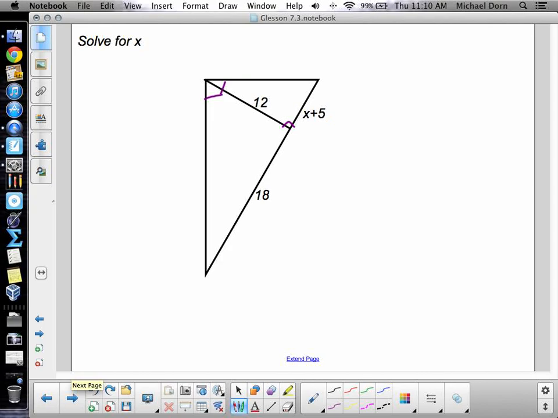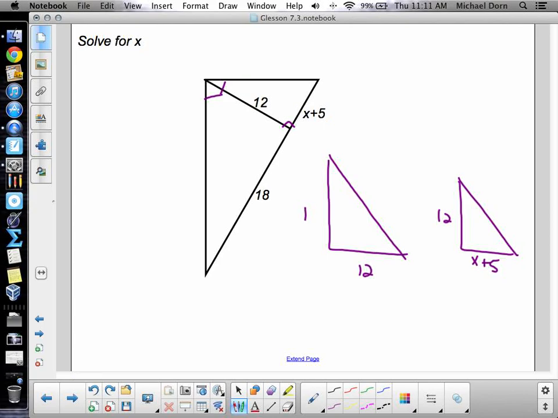With proportions, here's my small triangle. Small triangle is short leg x plus 5, long leg 12. Medium triangle is short leg 12, long leg 18. I really don't even need the outer triangle, do I? Because that's everything I'll need. So 18 over 12 is 12 over x plus 5.